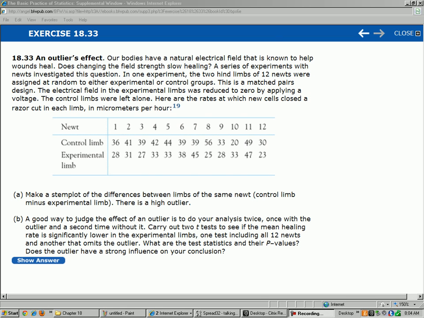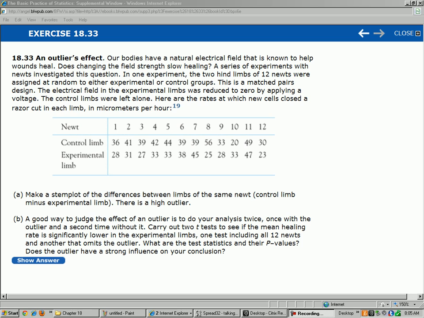Hello, this is Chapter 18, Question 33. This is Part 2. I did Part A. We looked over the data, and I explained everything. We made the stem plot in Part A. Now we're going to do Part B. We're going to do two hypothesis tests, one with the outlier and one without the outlier.